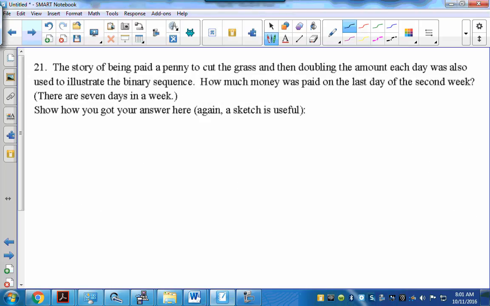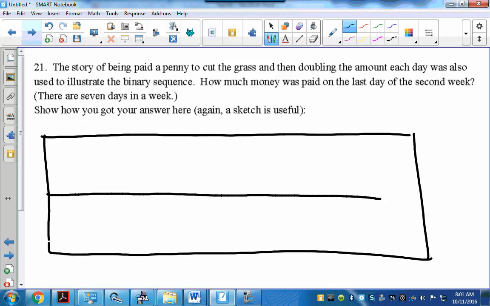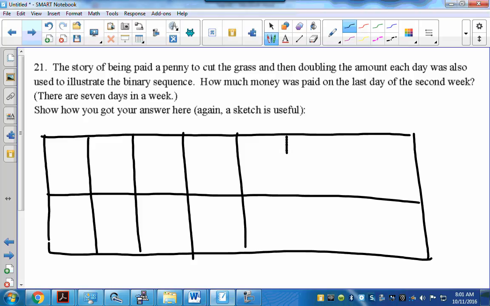Okay, number 21, being paid a penny to cut the grass, doubling the amount each day. How much money was paid on the last day of the second week? Okay, so now we have our calendar here, and there are 7 days in a week. So these are the Sundays, Mondays, Tuesdays, Wednesdays, Thursdays, Fridays, and Saturdays. So we'll do pennies again. That's 1 penny, 2 pennies, 4, 8, 16, 32, 64, $1.28, right?